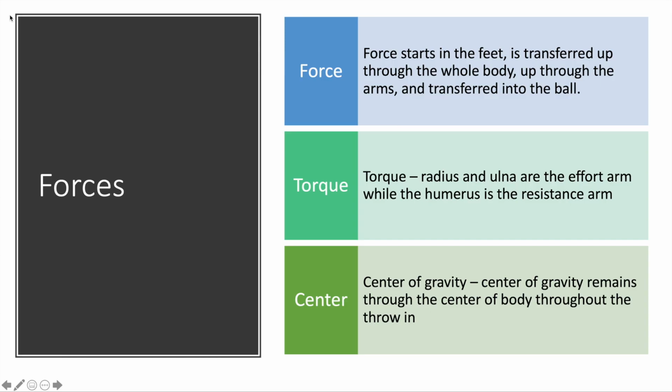So the force starts in your feet. It's transferred up through your whole body and up through your arms and transferred into the ball then. So for torque, the radius and the ulna are the effort arm, while the humerus is the resistance arm. The center of gravity just remains in the center of your body throughout the throw-in.